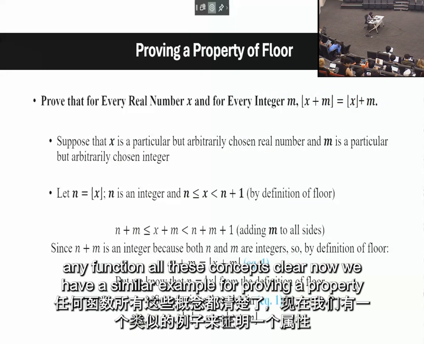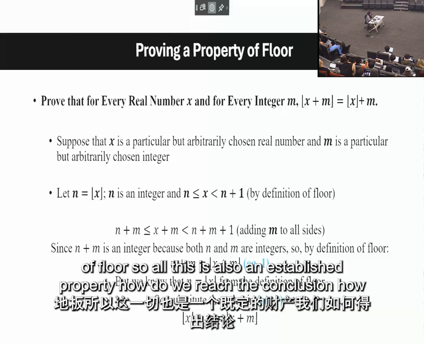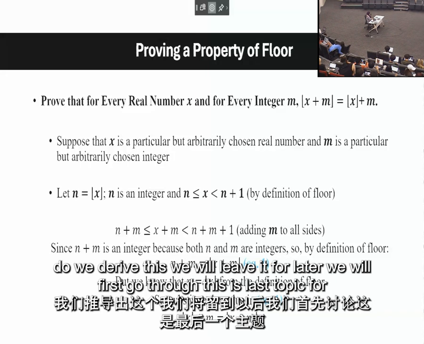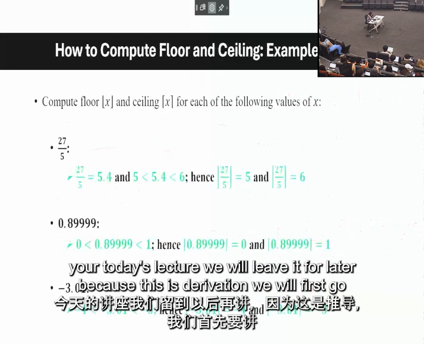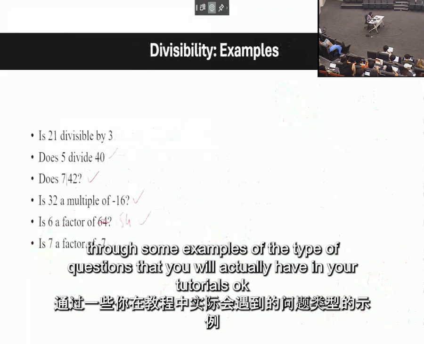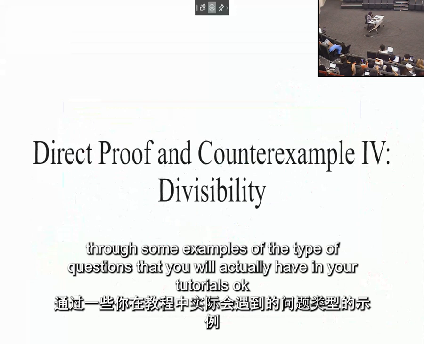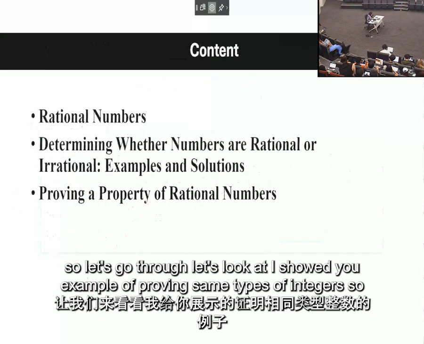Now we have a similar example for proving a property of floor. So this is also an established property. How do we reach the conclusion? How do we derive this? We will leave it for later, because this is a derivation. This is the last topic for today's lecture. We will first go through some examples of the type of questions that you will actually have in your tutorials. So let's go through.